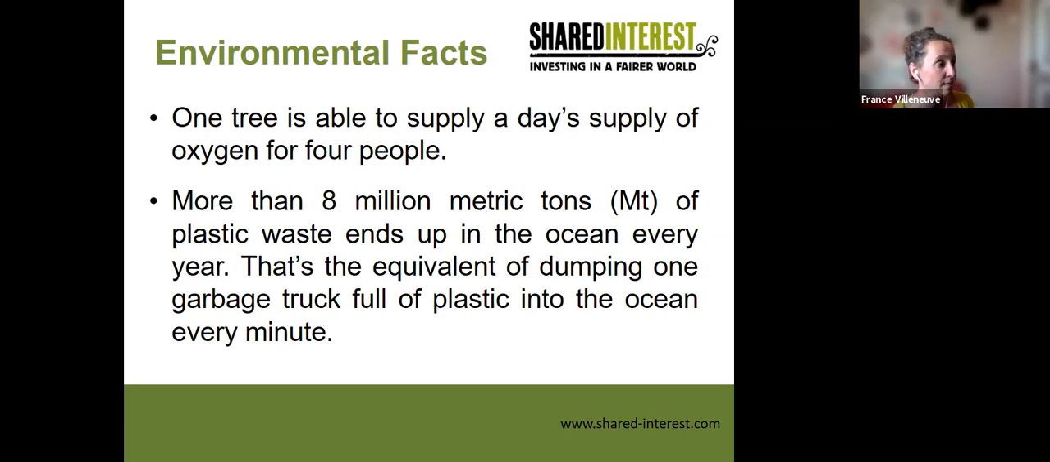More than 8 million metric tons of plastic waste ends up in the ocean every year. That's the equivalent of dumping one garbage truck full of plastic into the ocean every minute. So it's just to put in perspective how much waste we are producing. This is for you to take into consideration when we are using plastic, whether you really need this in the first place, and to encourage you to have as little garbage as possible.